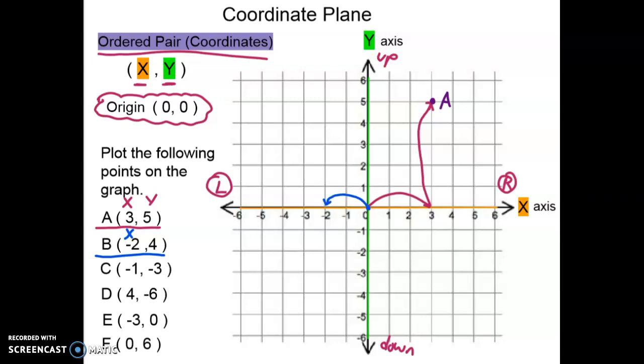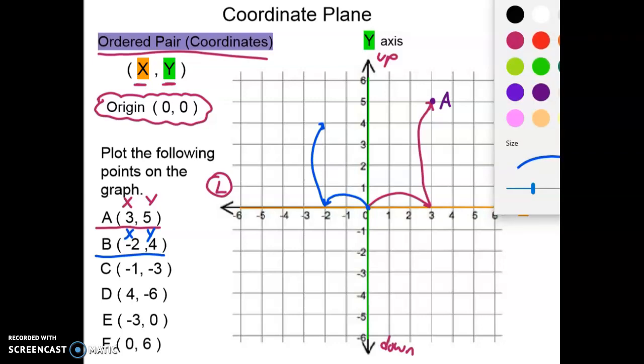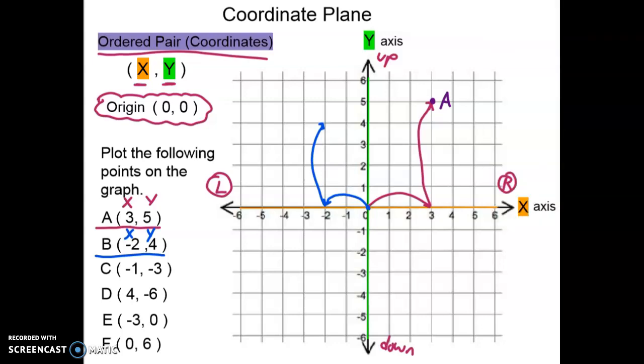Then my y direction tells me I'm going to go to positive 4. So I'm going to follow my y-axis, which is the up and down, up to the positive 4. So again, there's my point, and I'm going to switch to purple here, and I'll put my point right where those two lines cross, and I'm going to put the letter B. The last two that I'm going to do for you, I'm going to jump down, and we're going to do E and F, because those are the tricky ones, because they have a 0 in them.